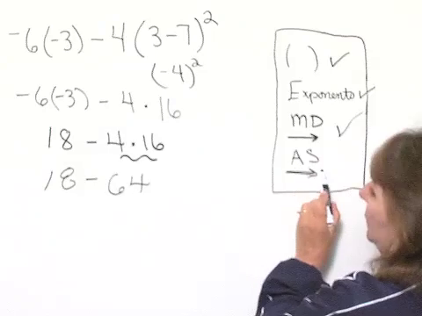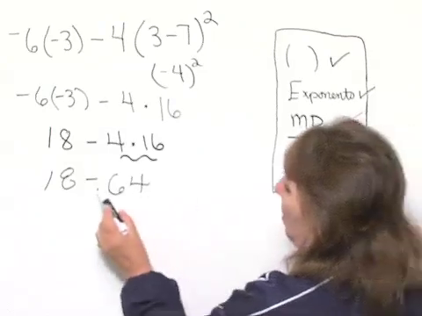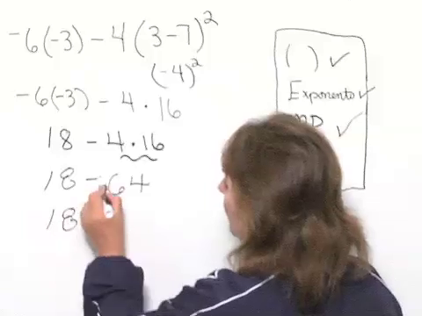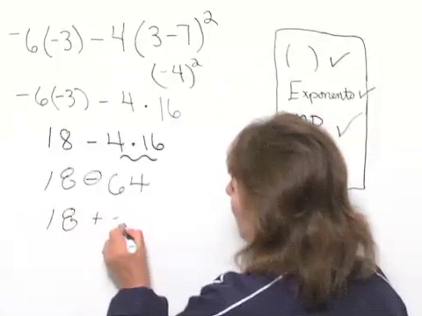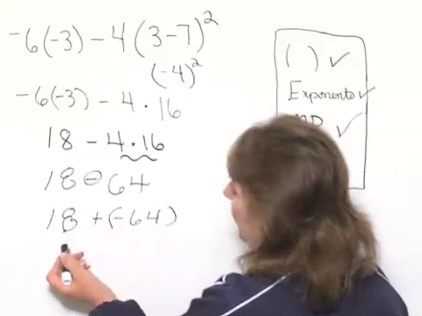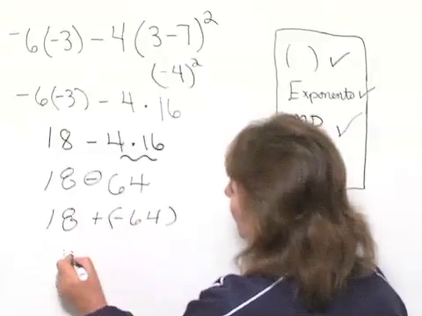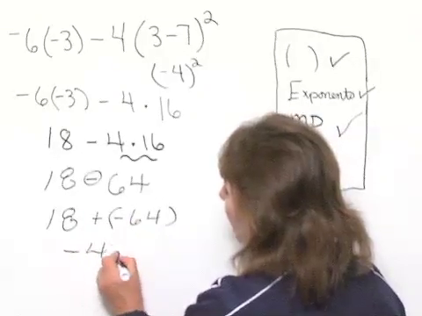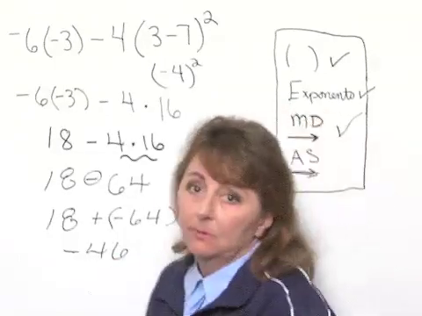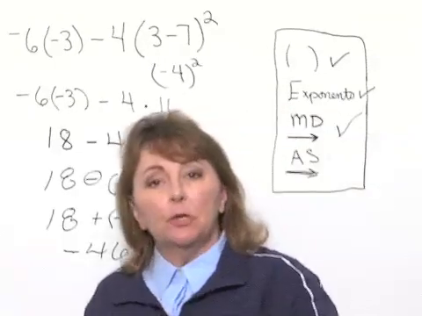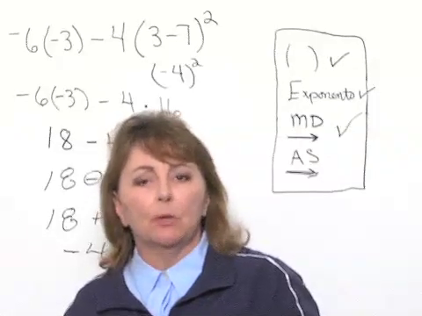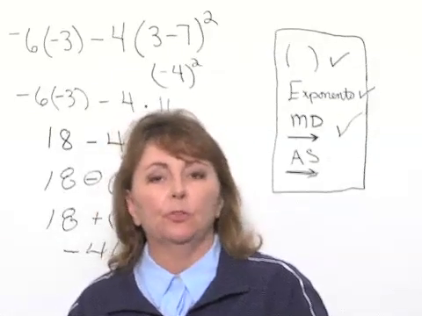Now we add and subtract from left to right. Well, all we have is a subtraction. So we change our subtraction to adding the opposite of the second number. And we're adding 18 plus a -64, and our answer is -46. So, to help with accuracy, write out the steps and refer to it as you're doing the problem. Try a few now, and I'm sure you'll see better results.